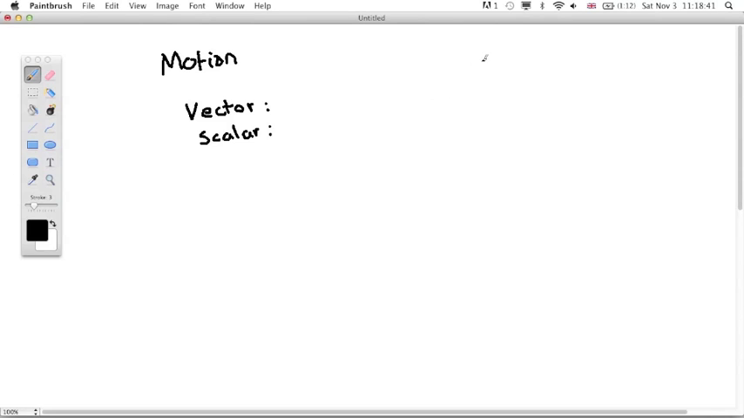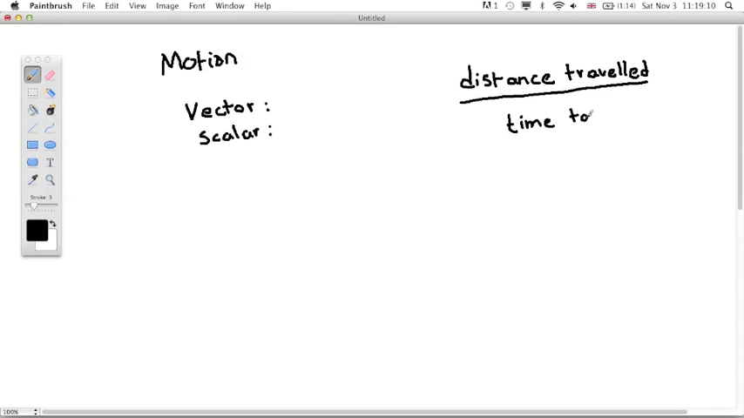We all know what speed is. It's how fast you're going at a given time. The equation for speed we know is distance traveled, or moved, over the time taken. Which makes sense because that's how fast you were going at a given time, right? So that's what speed is.